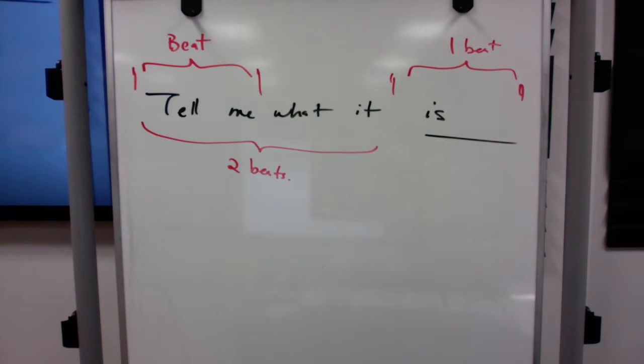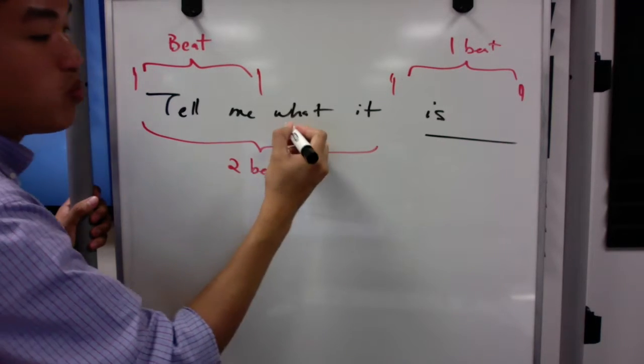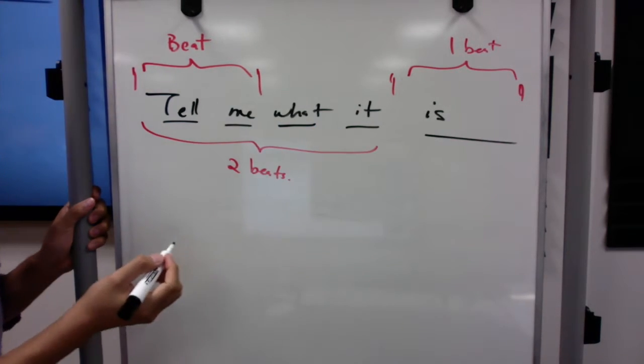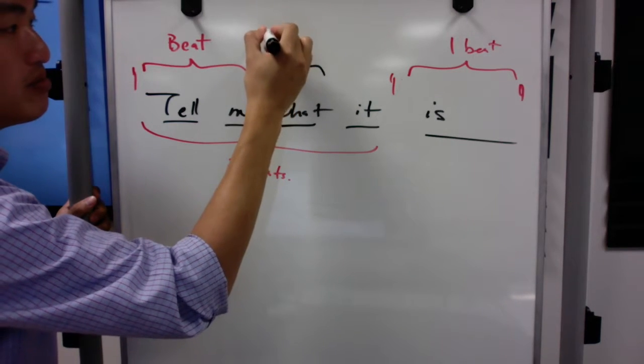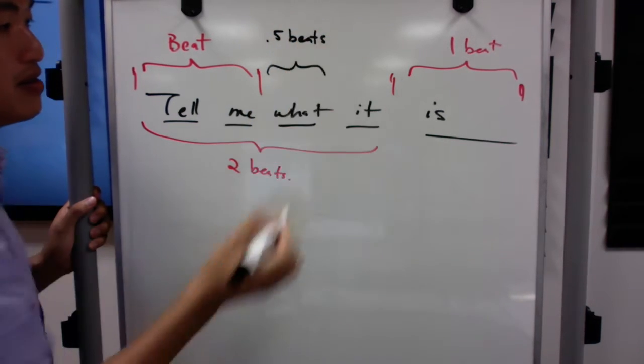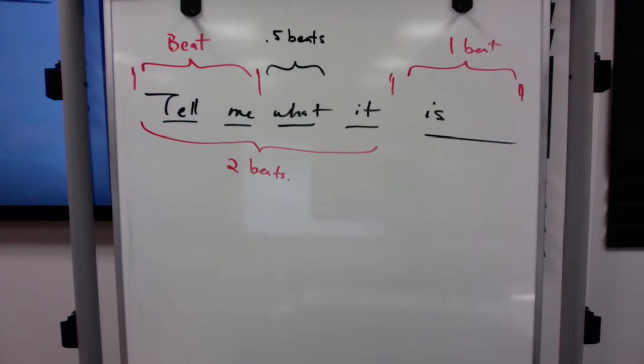If that's true, then tell me are 2 words, 2 sounds that are splitting the beat in half. So I can say that the word what, for example, is half a beat. So 0.5 beat. Also it, right? Tell me what it is. This is related to what I asked you to do in your homework and also in your textbook. I'll just briefly go over this, again the review of what we did last time.